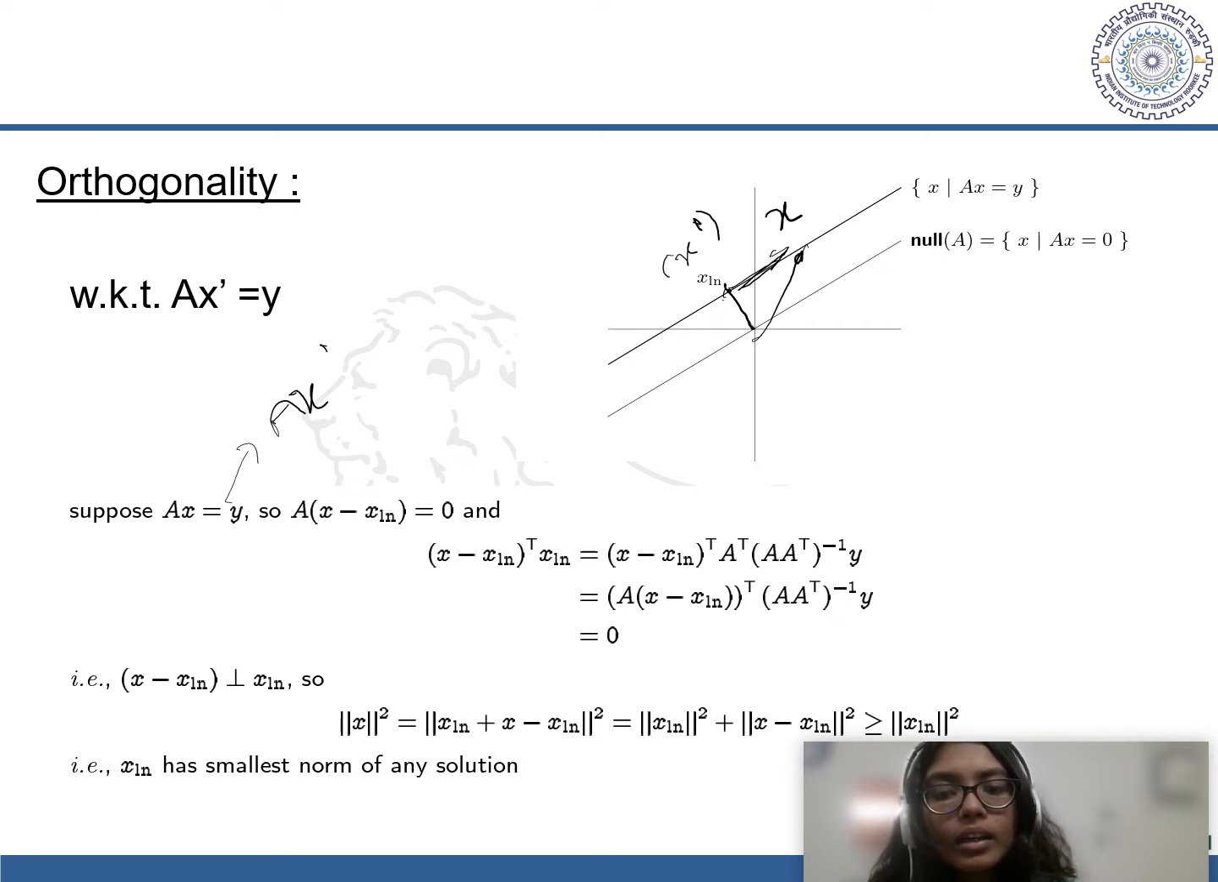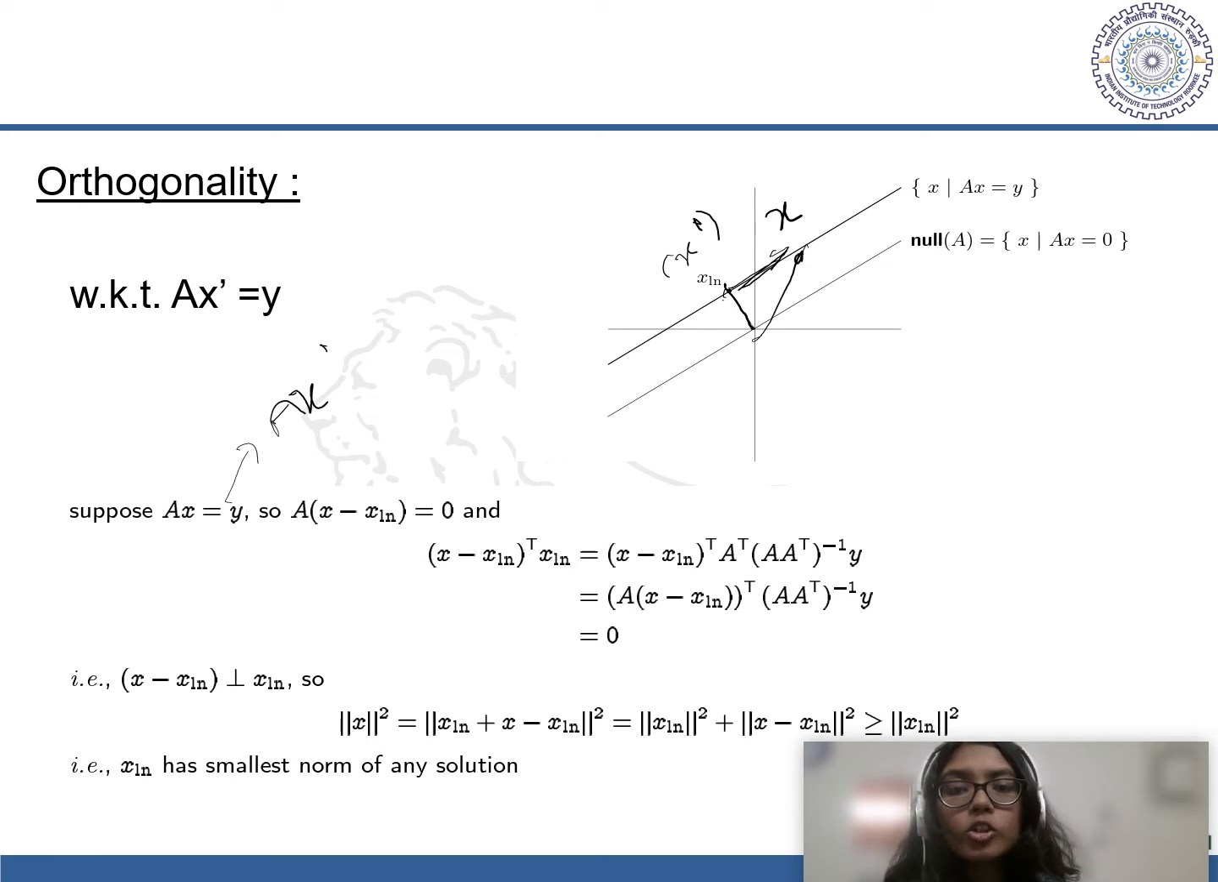So first, for finding mod x square, we can write it as Xin plus x minus Xin whole square. And this is A plus B whole square, so A square plus B square plus 2AB cos theta, where theta is the angle between them. Cos 90 is 0, so we can remove that. And so Xin square plus x minus Xin whole square, that is Xin square plus some positive value. So this is greater than or equal to Xin square. So for any x, the norm of that x is always greater than or equal to Xin square.